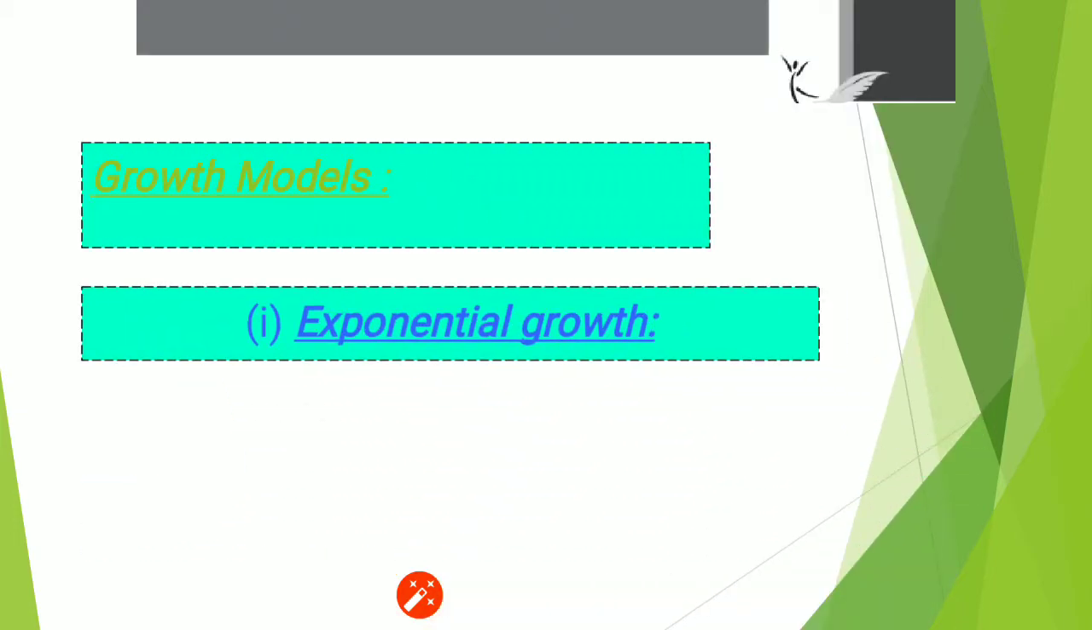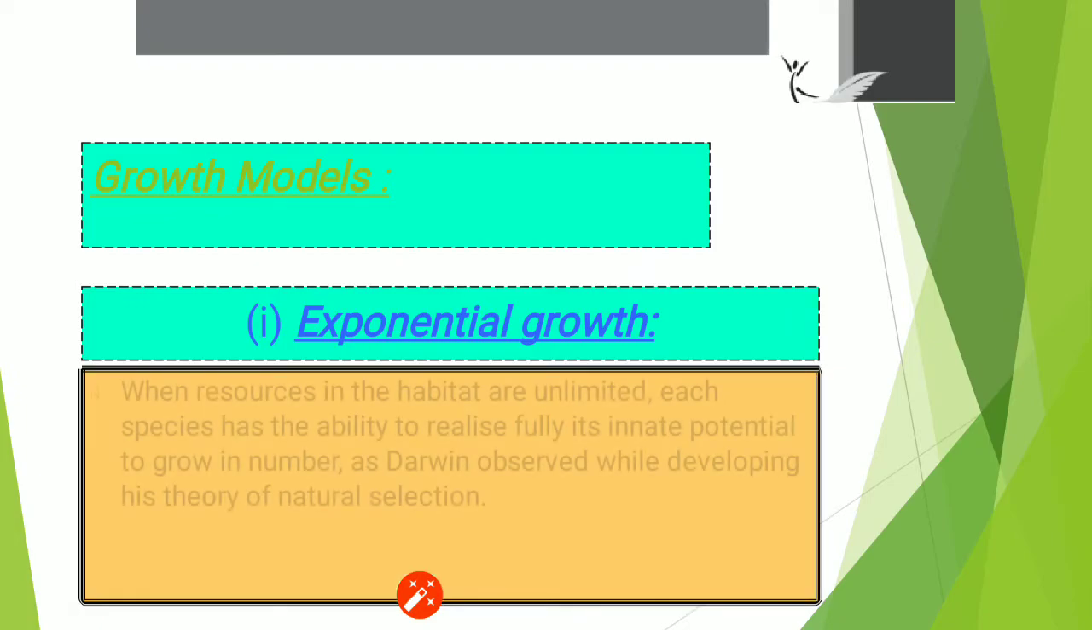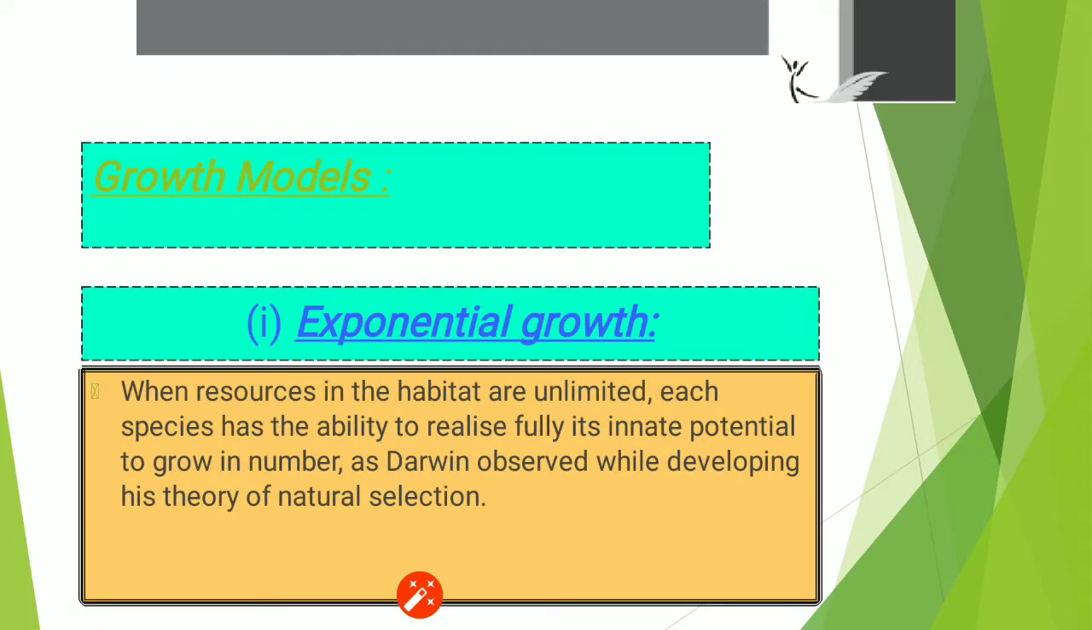Now about the growth models for population. First one is the exponential growth model. When resources in the habitat are unlimited, each species has the ability to realize fully its innate potential to grow in number, as Darwin observed while developing his theory of natural selection.